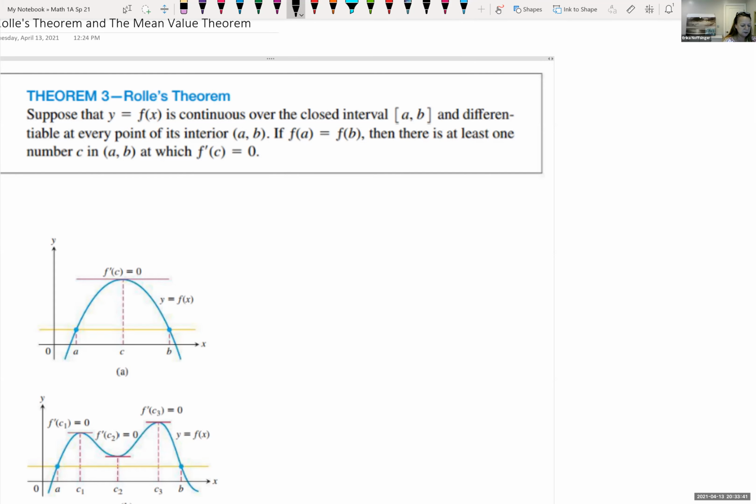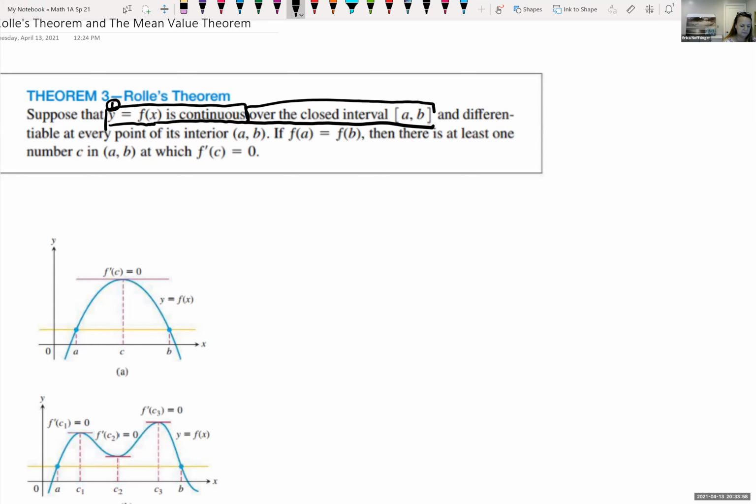So it says, Rolle's theorem: suppose y equals f of x is continuous over a closed interval [a, b]. So it has to be, again, a closed interval, and it has to be a continuous function. And it's differentiable at every point of its interior, on the open interval (a, b). So here we have some other information, that it has to be differentiable on that open interval (a, b). So no sharp corners, no jumps in our graph.